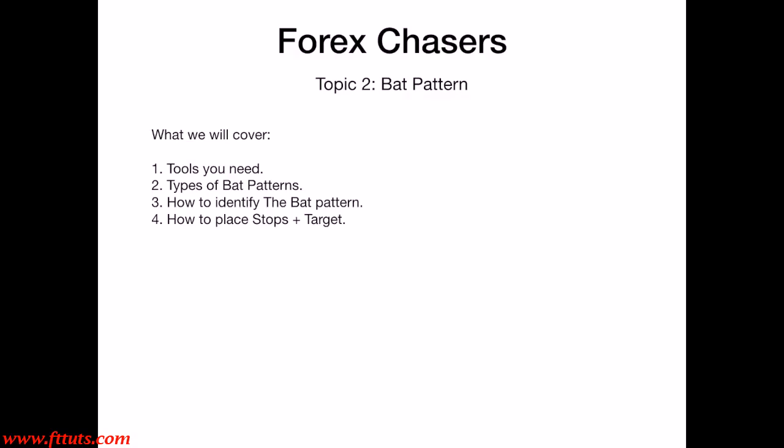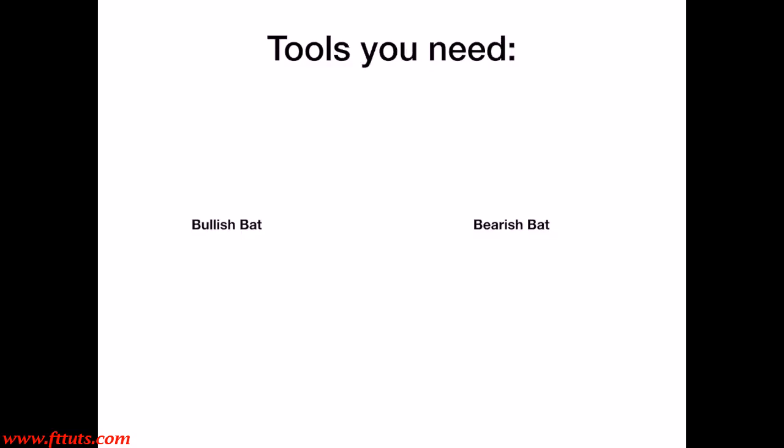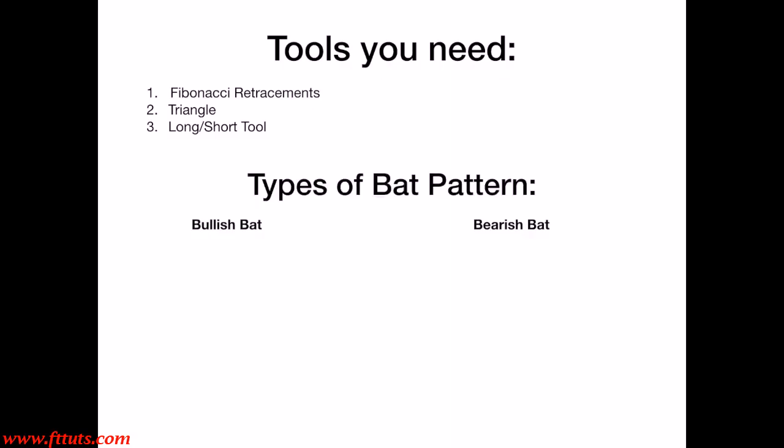So just by taking a look at it, what we are going to be covering is the tools that you need, obviously. We are also going to be covering the types of patterns, the bad patterns, how to identify the bad pattern, and how to place stops and target on the bad pattern. So the tools that you need, obviously you do need the Fibonacci retracement. You need the triangle tool, which I'll show you guys on the TradingView platform, and also the long shot tool, which is there to guide us with the risk compared to the rewards.